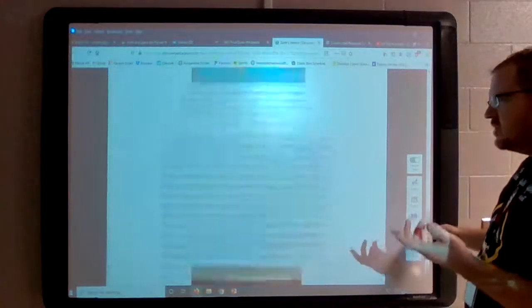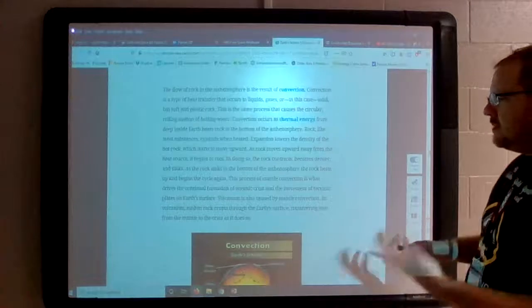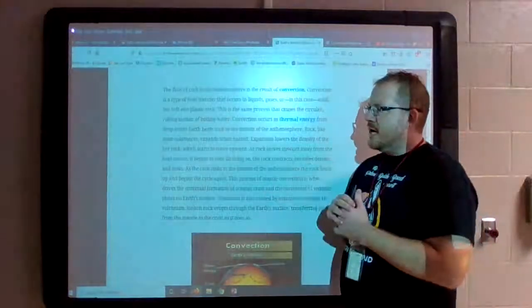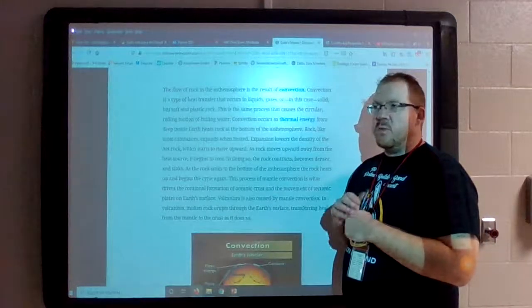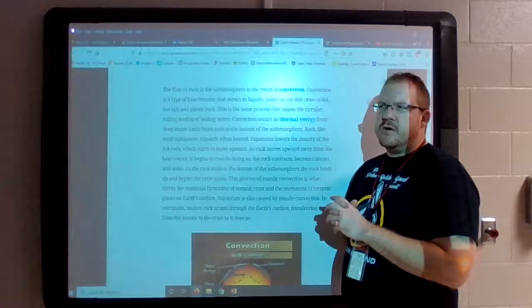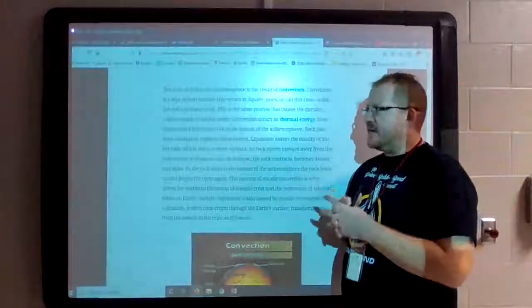So the mantle is very thick. There's a lot we still don't know about the mantle, how it moves. Convection is the way that it moves, but we still argue about exactly how those convection cycles happen.